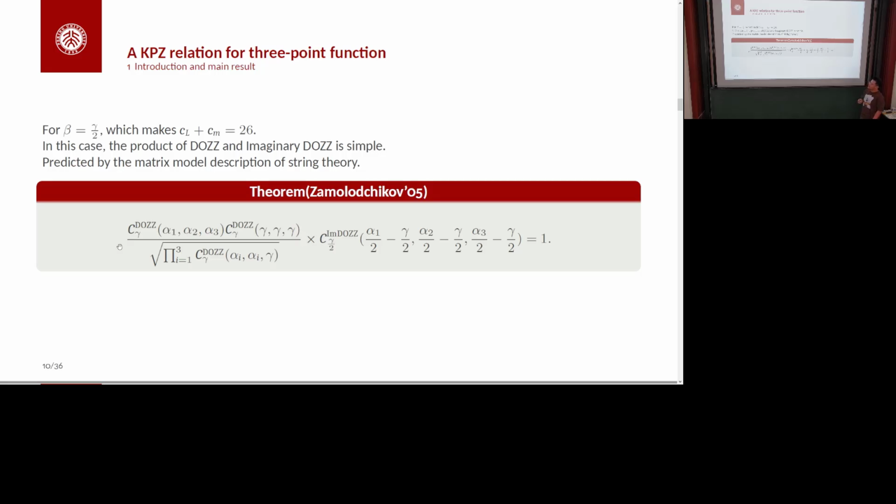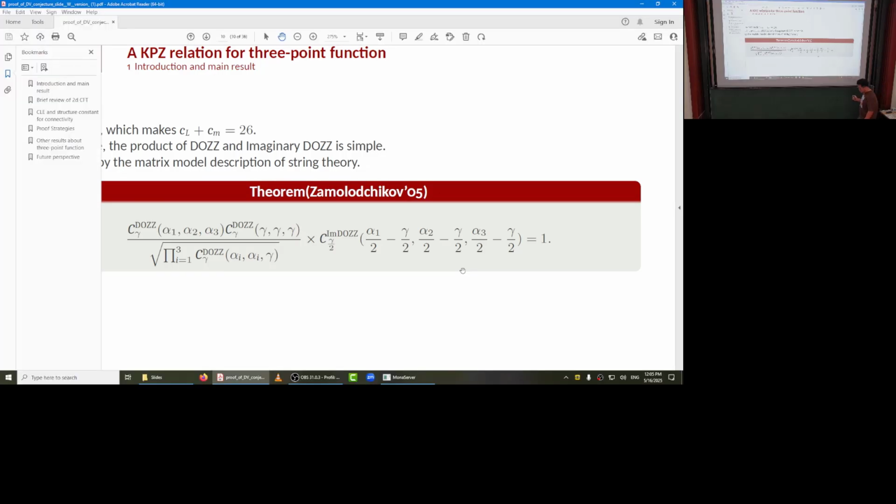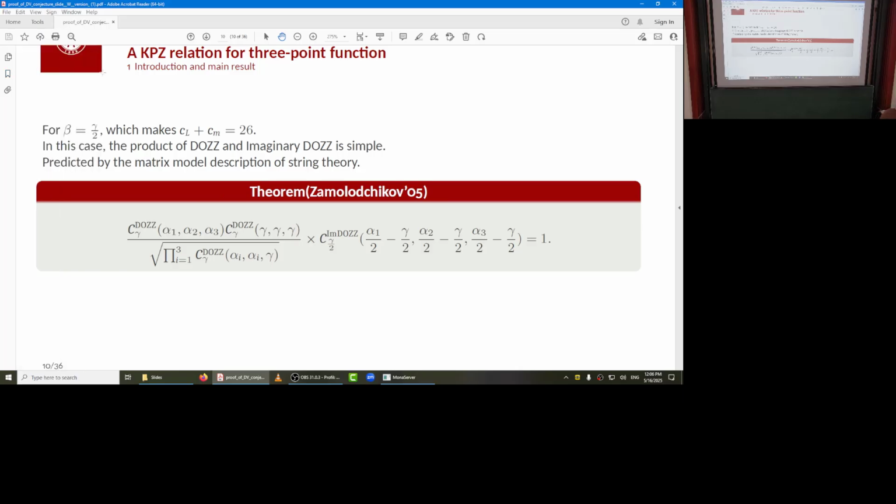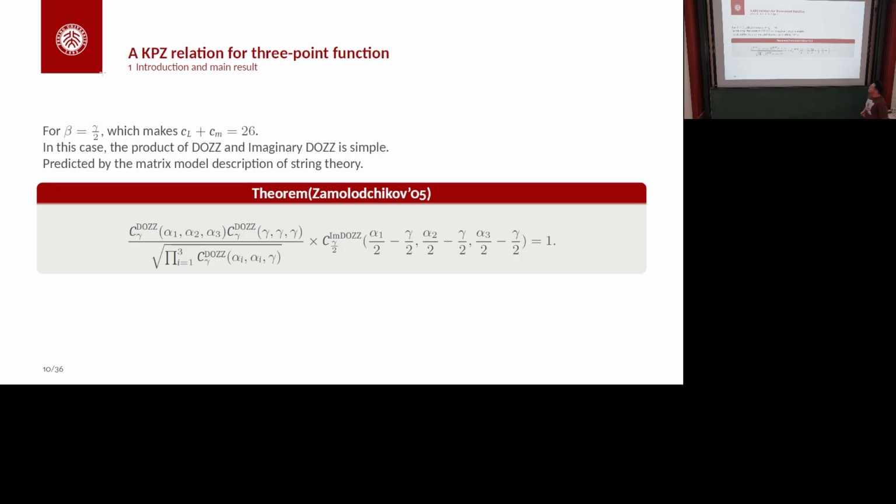At the end of the last talk, you can ask the question: what's the relation between the real DOZZ formula and the imaginary DOZZ formula? Actually, in the original work by Zamolodchikov, who invented this imaginary DOZZ formula from some string theory perspective, he already understood some KPZ-type relation: the product of the real DOZZ formula after some renormalization times the imaginary DOZZ formula is actually 1. The spirit of this is similar to the KPZ type things.